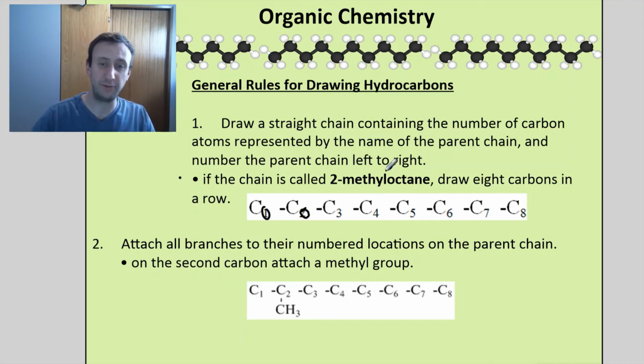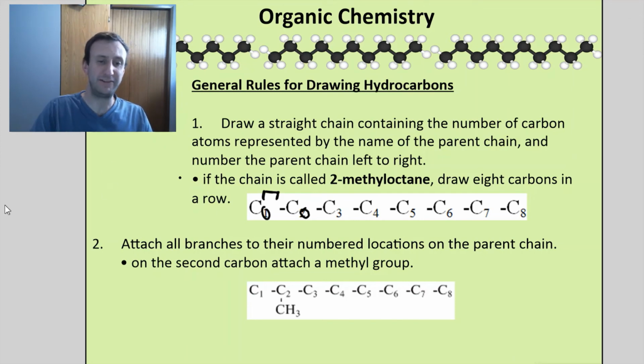Okay, so if you're drawing 2-methyl octane, you would draw out 8 carbons. Now notice that there's a space being left here right before the next line. That's a space for the hydrogens that we're going to put in afterwards once we figure out how many hydrogens we need on each carbon.